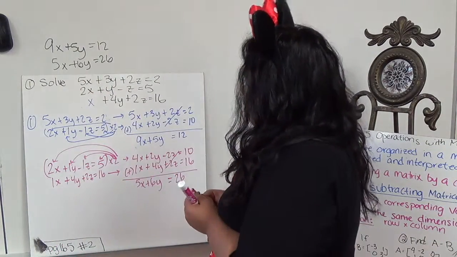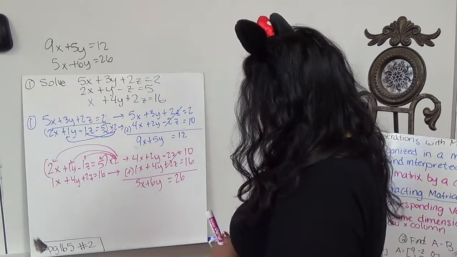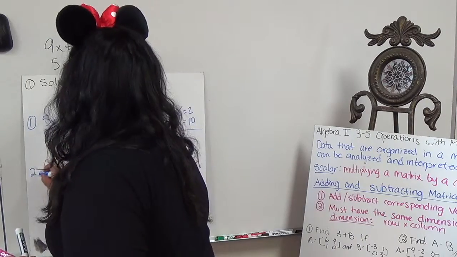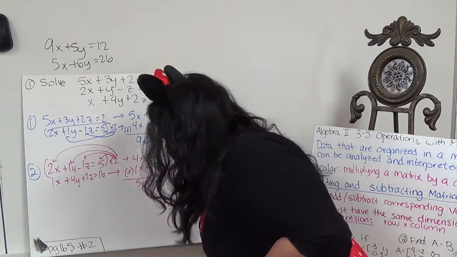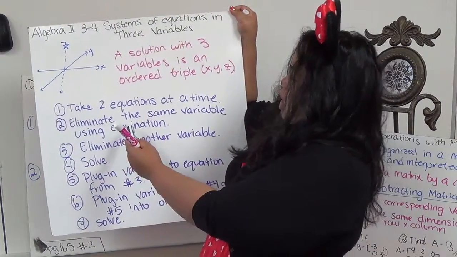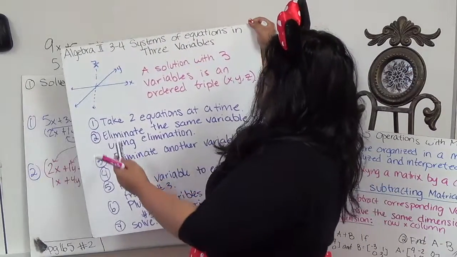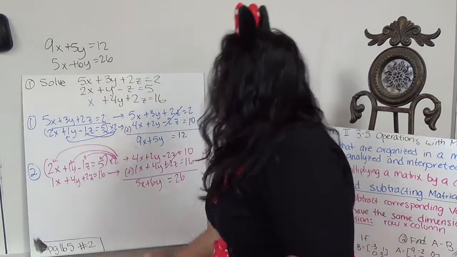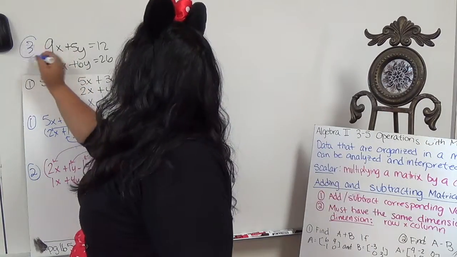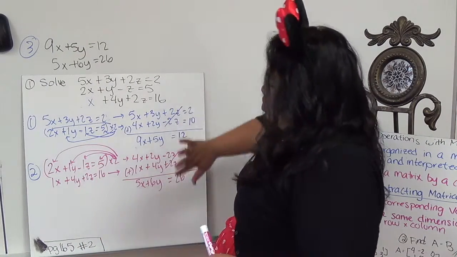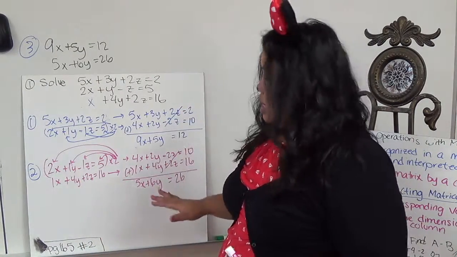Now that I have here, this is my second step. Right, I'm looking down here. So we took 2 equations at a time, then we eliminated the same variable using elimination for the second one. And then now, number 3, I'm going to use elimination to eliminate yet another one so that I can solve for the final one. All right, I'm going to bring this back, but go ahead and pause and write this down for now.